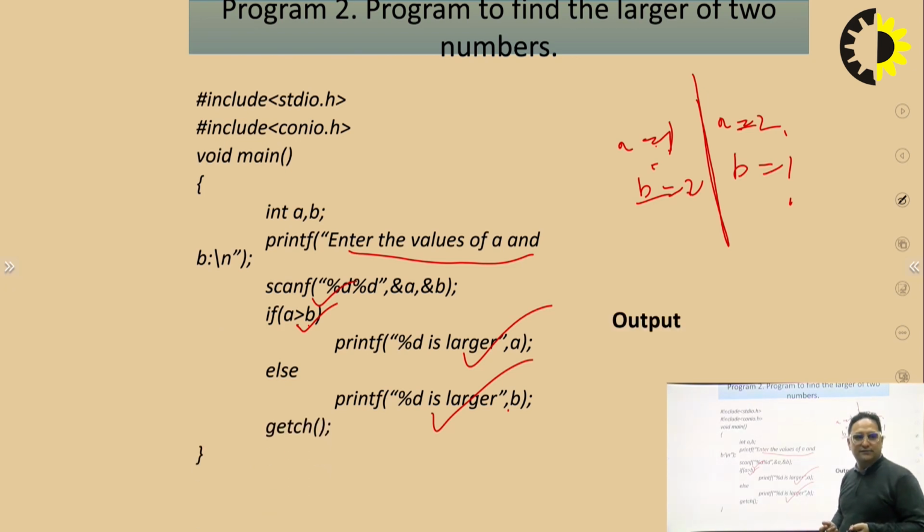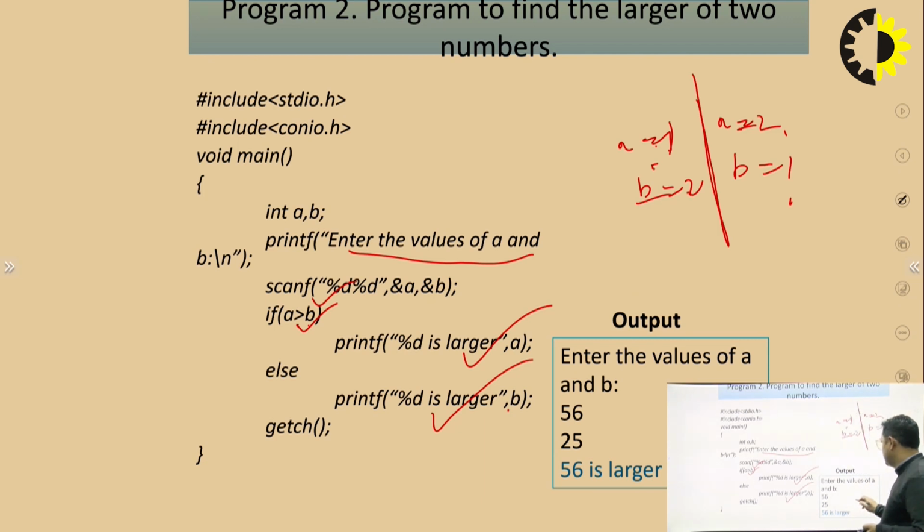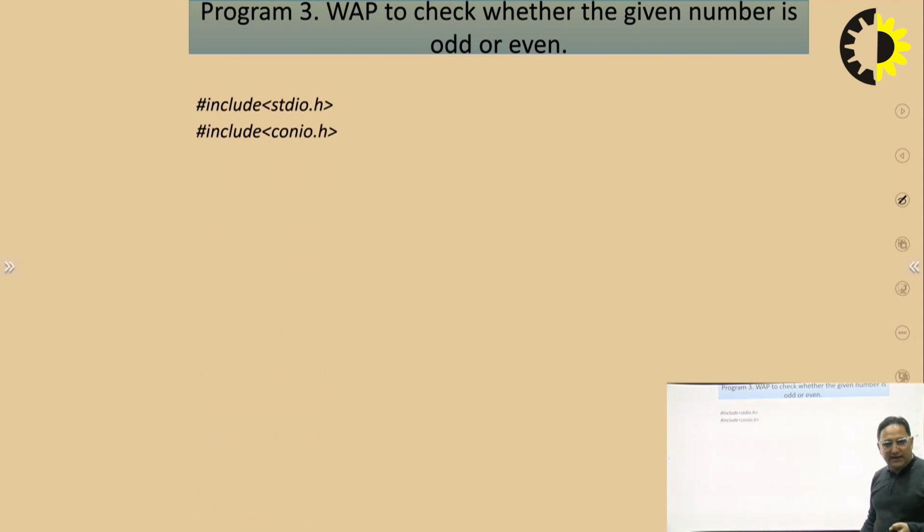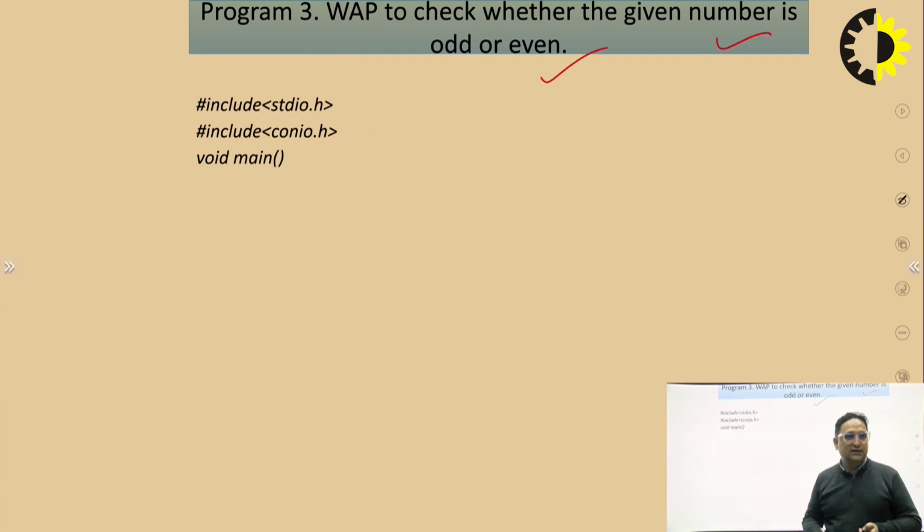Next is the output, right? For this set of inputs, we can check the program again. Now, again, one more program. Do you know, having practice with these essential building blocks makes you confident when you write programs. So the third program which we are seeing here, based on conditional statements, is to check whether the given number is odd or even, right?